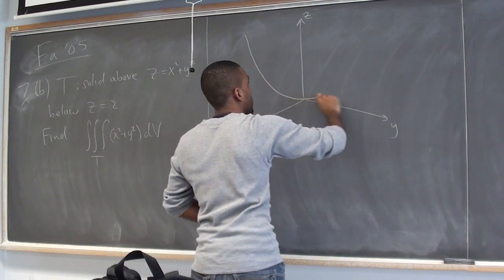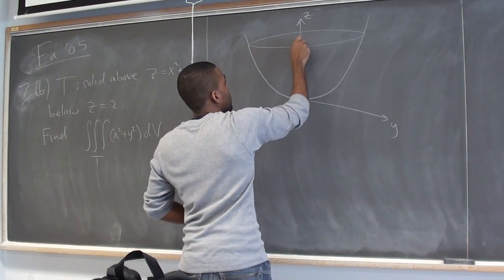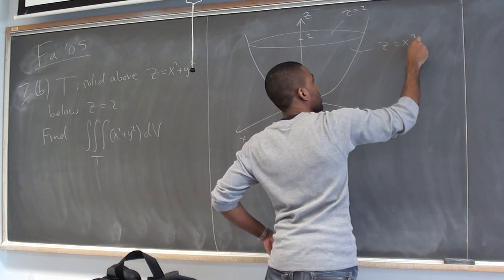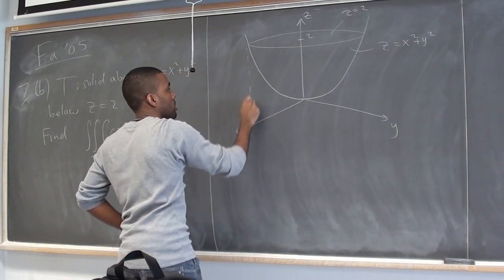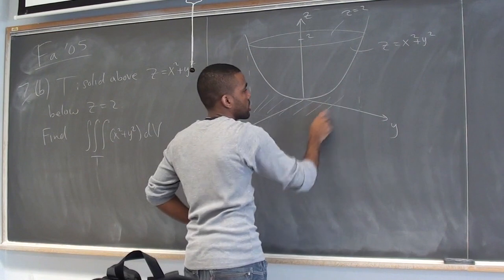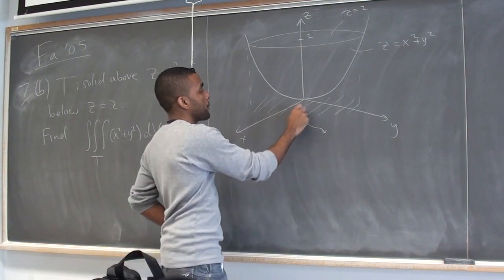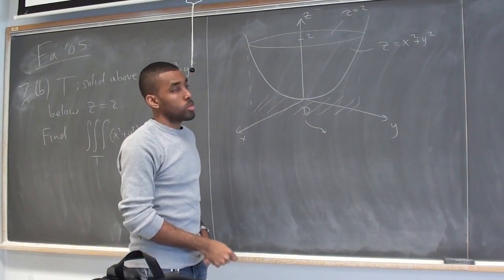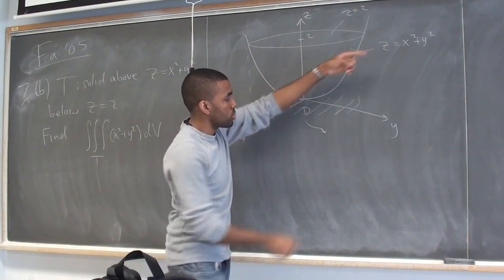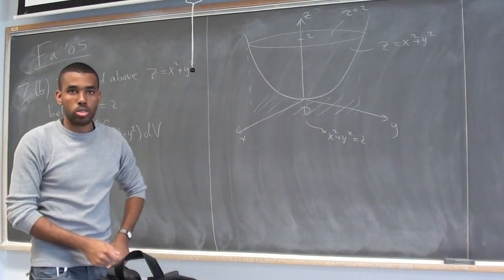Alright, so it's this, and you're slicing with z equals 2. So this is z equals 2, this surface is z equals x squared plus y squared. And the region of projection would just be a circle. What would be the equation of this circle? Well, you intersect them: z equals this, z equals that, so you plug in z equals 2. So it's x squared plus y squared equals 2. So it's a circle centered at the origin with radius radical 2.